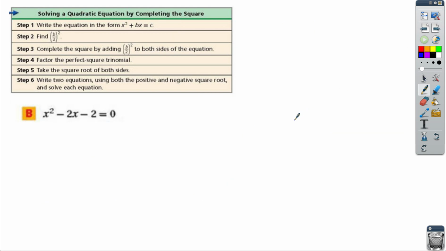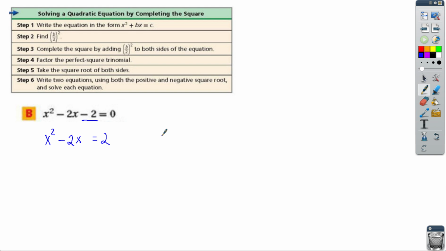Next page. Okay, right here. So we're still solving by completing the square. Let's try this out. Right now, we're going to look at the equation x squared minus 2x minus 2 equal to 0. However, we notice that the third term should not be here. Instead, it should be on the other side of the equation. Let's start with that. So let's rewrite this as x squared minus 2x, which is now equal to positive 2.